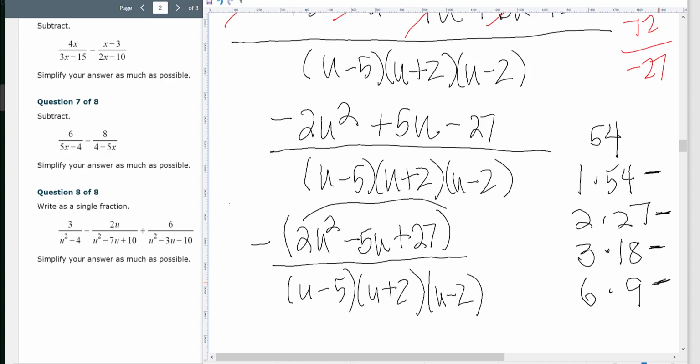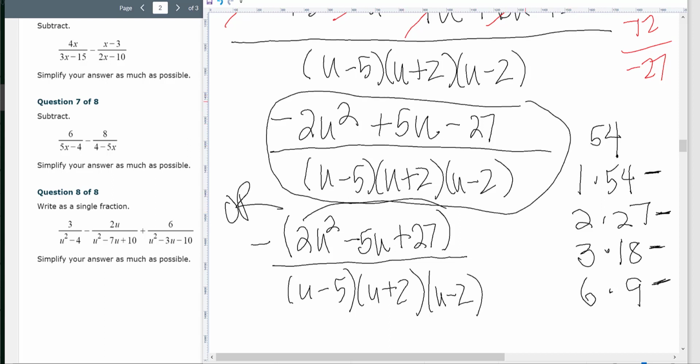So I can leave it as this first answer or as the second answer with the minus factored out. Either one of those is comparable and correct.